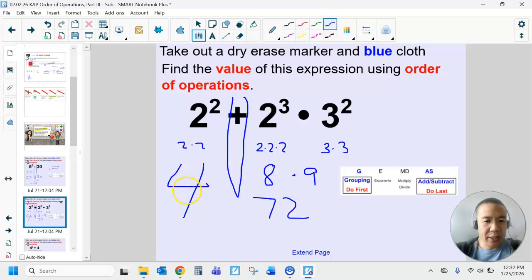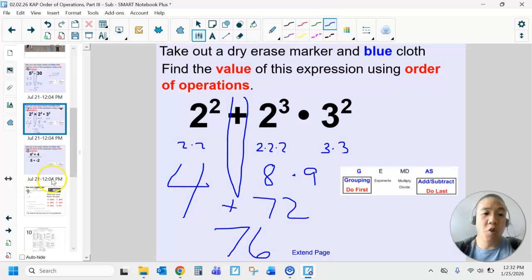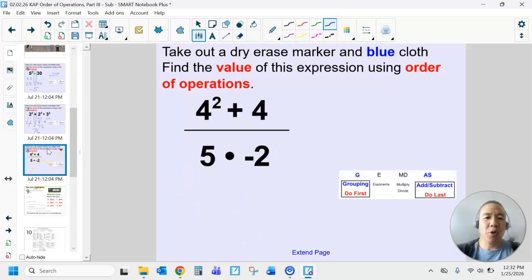So the left term is 4. The right term is 72. What is 4 plus 72? 76. Hopefully you got it correct. Next one. Please copy this down onto your desktop and we'll review it as soon as you're done.